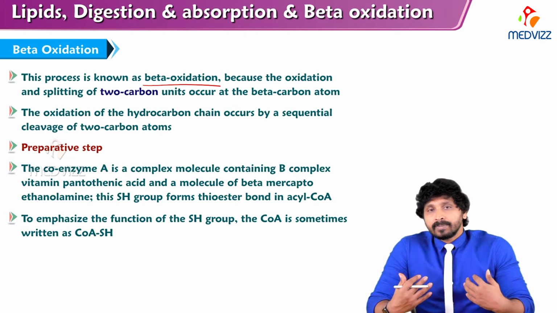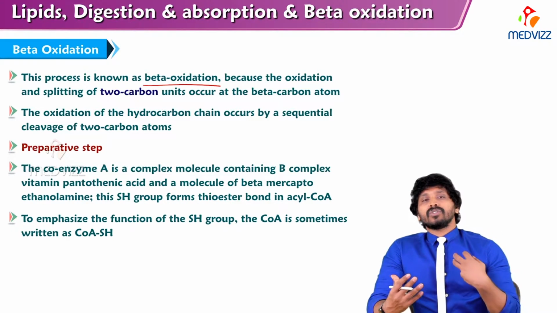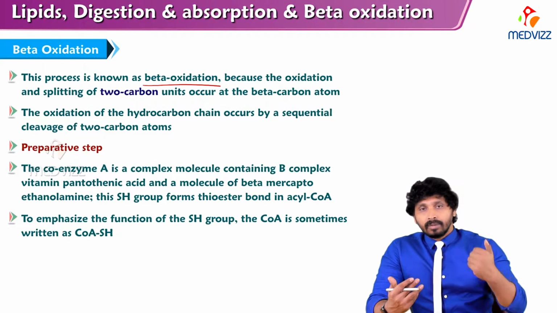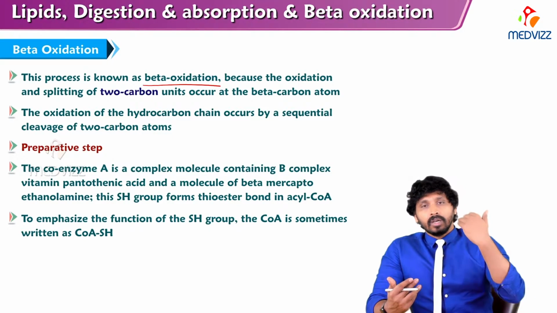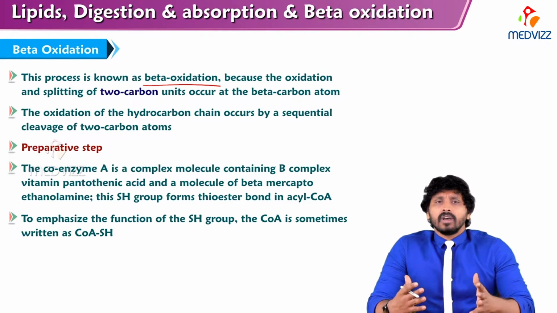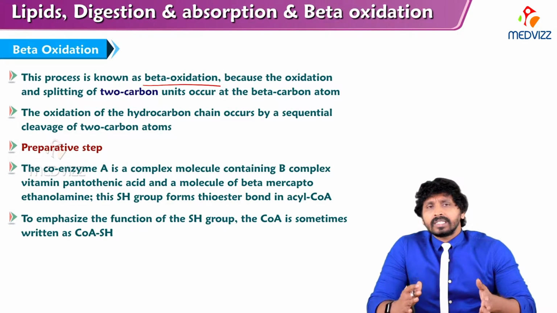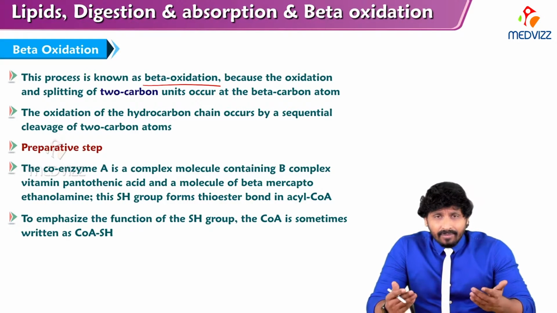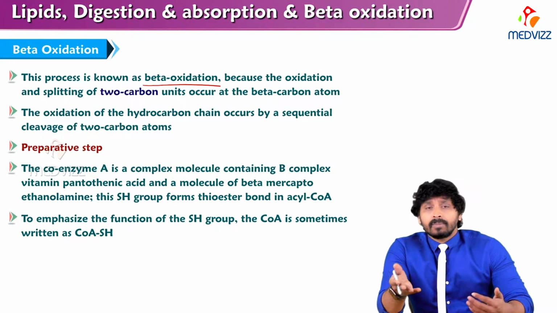In the chemistry of lipids, we studied the classification of fatty acids based on the number of carbons: short chain fatty acids, medium chain fatty acids and long chain fatty acids. Short chain means 4 to 6 carbons, medium chain 6 to 12, and long chain means more than 14 carbons. In the same way, we have seen beta carbon and alpha carbon.